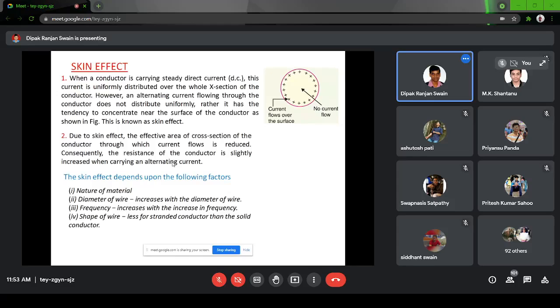Now, these are the factors on which the skin effect depends. Obviously, the nature of the material, and the diameter of the wire. The more the diameter, the lesser the current at the center. And the frequency, because as I have told, it is related to flux linkage and the inductance, and therefore this also increases with increase in frequency. And the shape of the wire, whether the conductor is circular, rectangular or hexagonal in shape, that also will be a factor of skin effect.